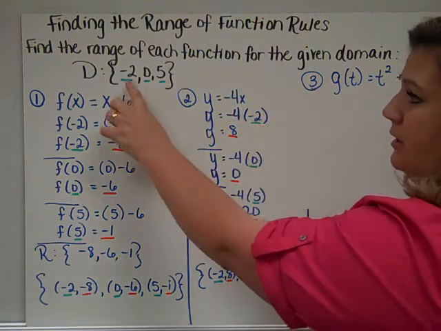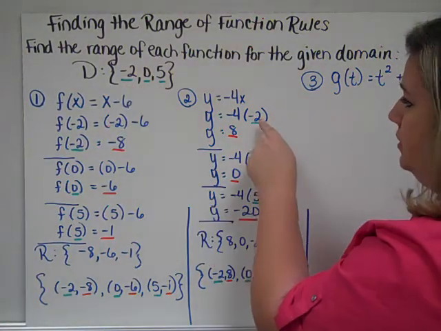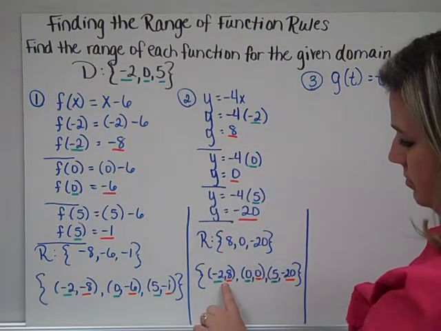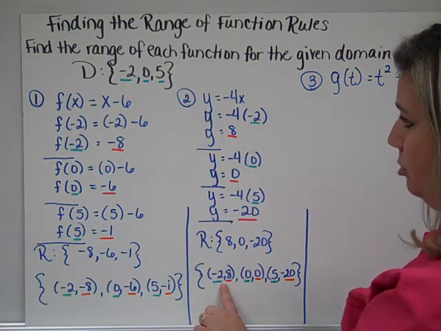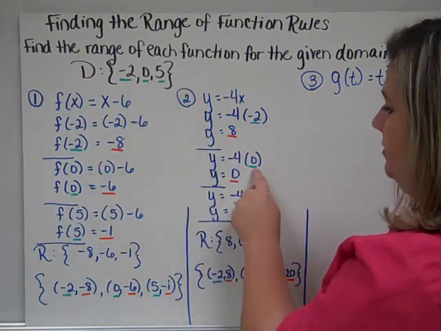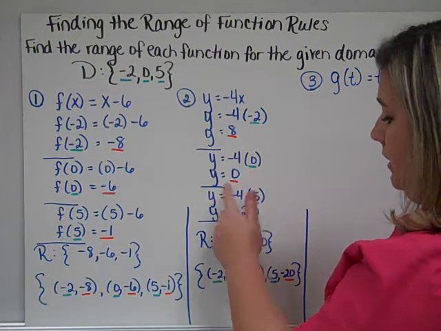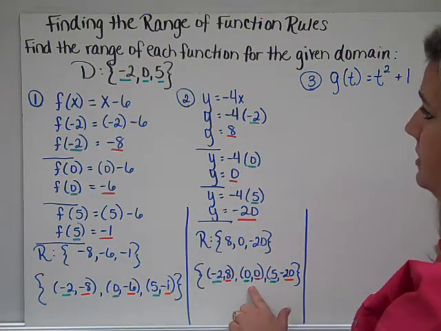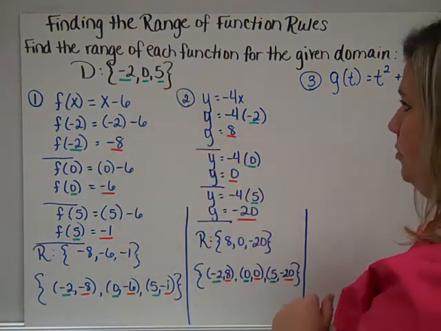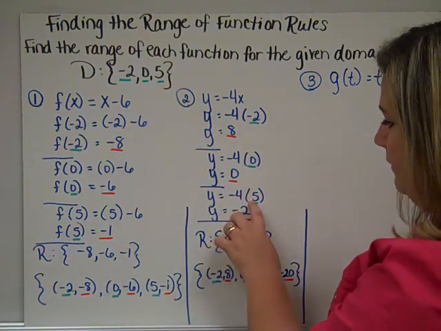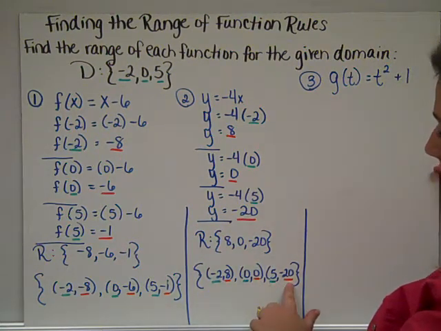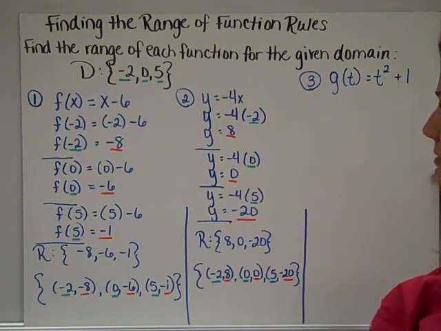Number 2, I have y equals negative 4x. When I plug in, here are my inputs. I'm going to use negative 2 first. Negative 4 times negative 2 is positive 8. So negative 2, 8 is my first ordered pair. Let's plug in 0. When I plug in 0, 0 times negative 4 is 0. So 0, 0. I know this function goes through the origin. When I plug in my last one, 5, 5 times negative 4 is negative 20. So input is 5, output is negative 20. Here are my ordered pairs for that function.